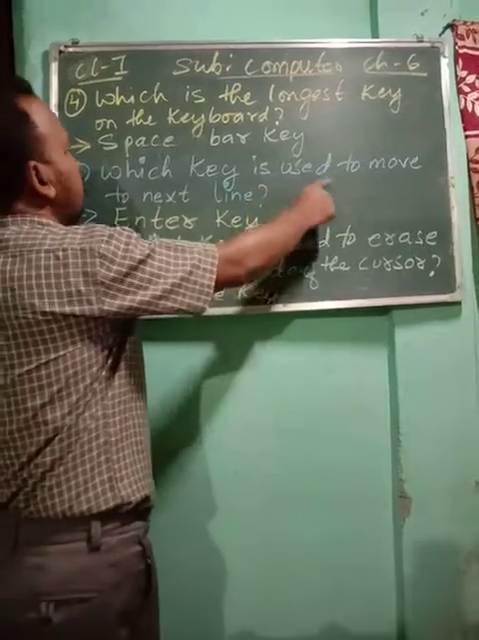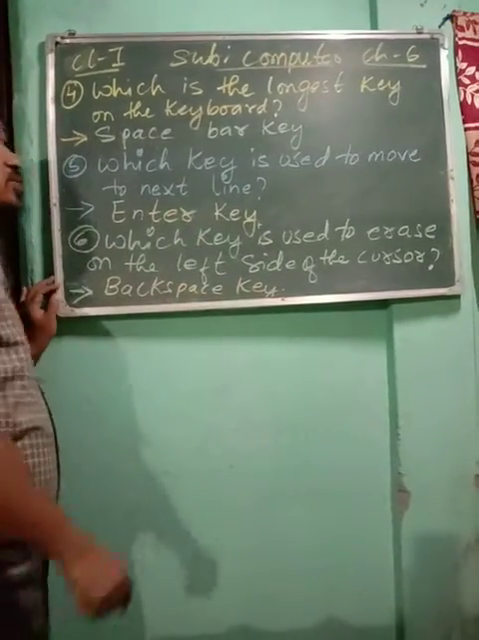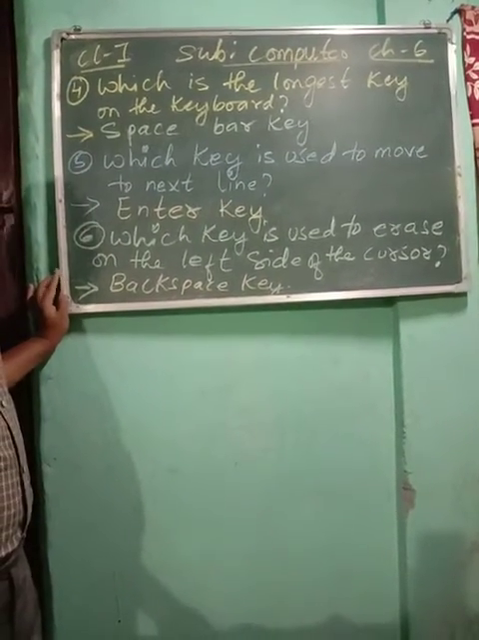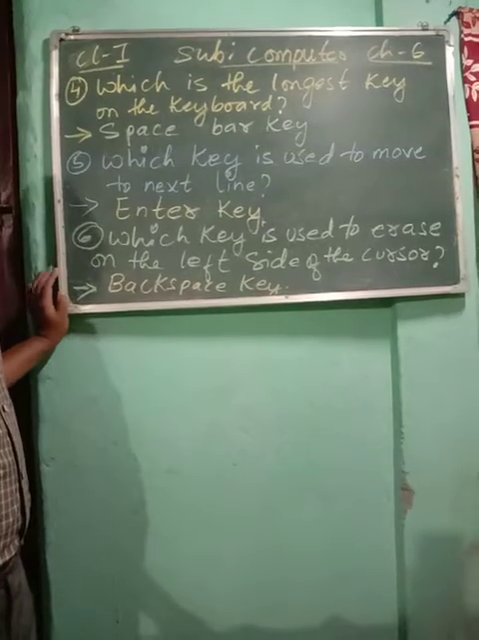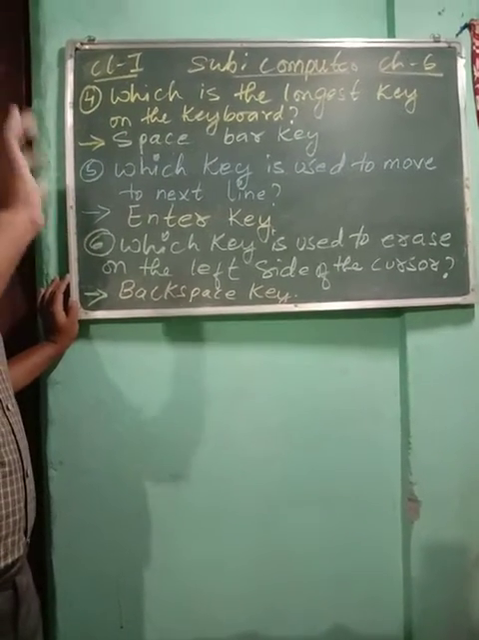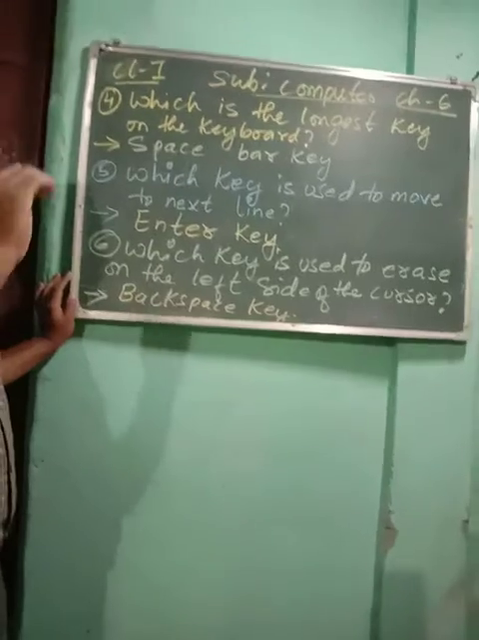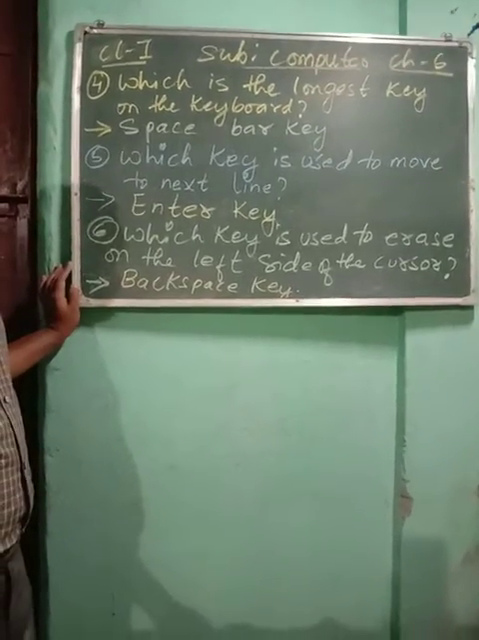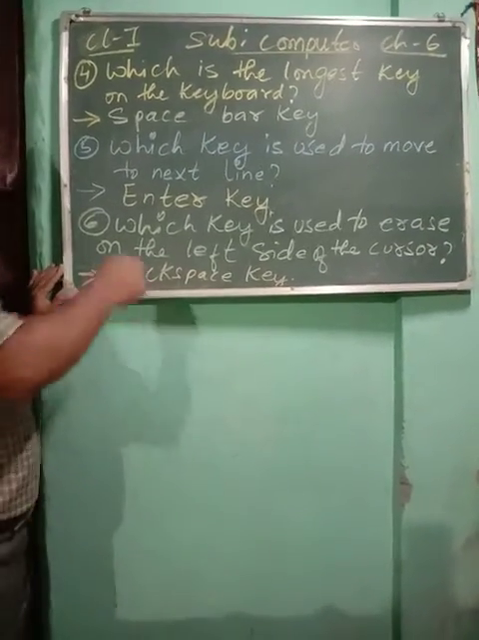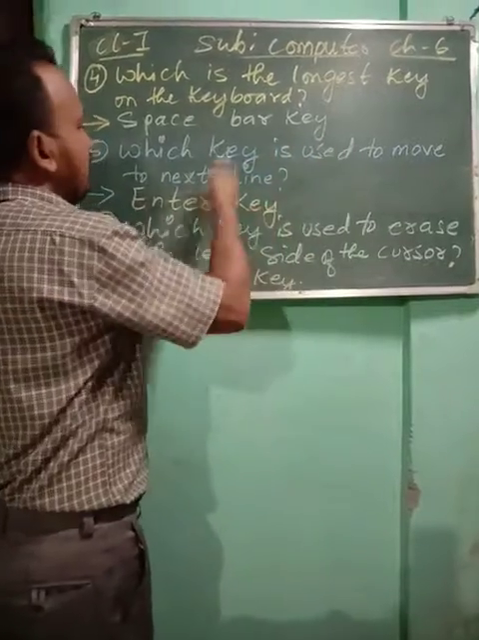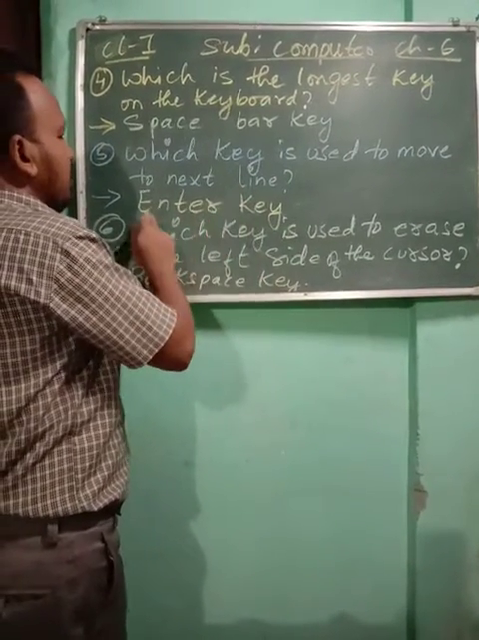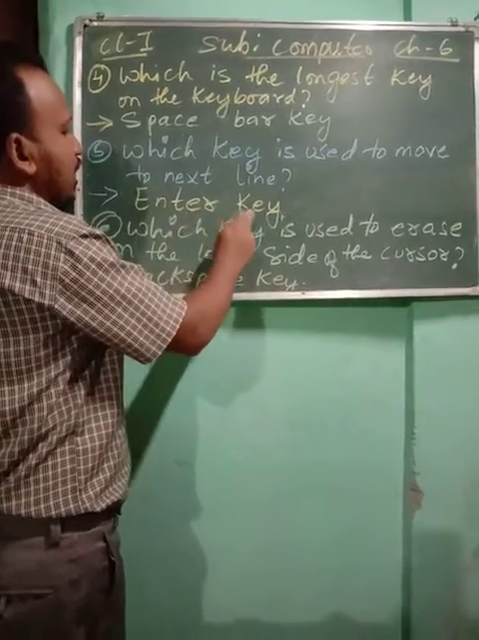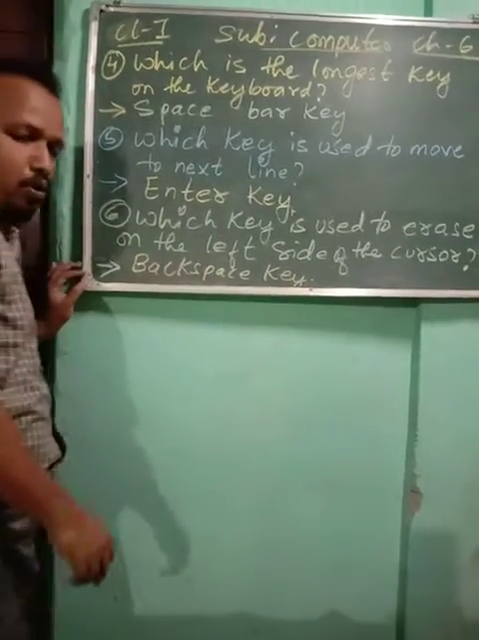Next, number 5. Which key is used to move to the next line? When you write anything and one line is completed, how will you go to the new line? I've already taught you. So which key is used to move to the next line? The answer is the enter key.